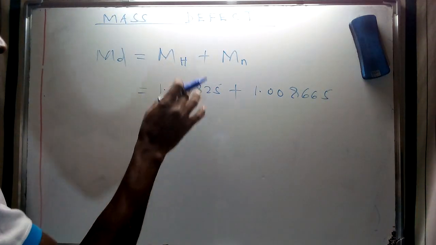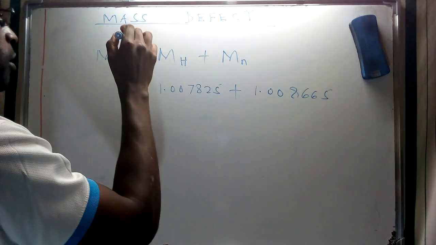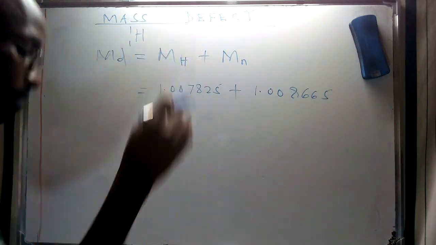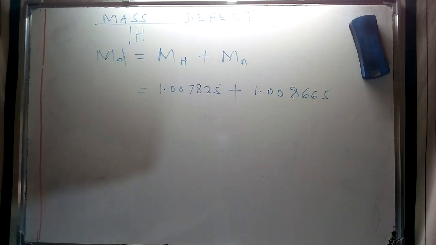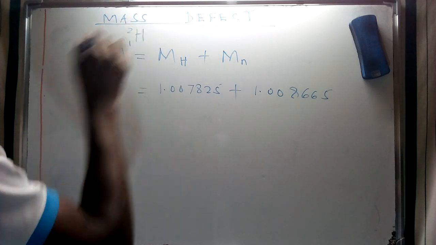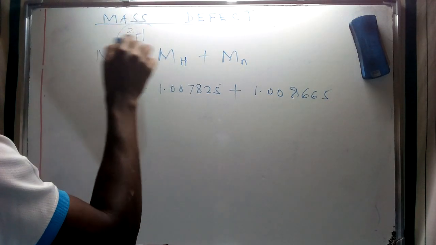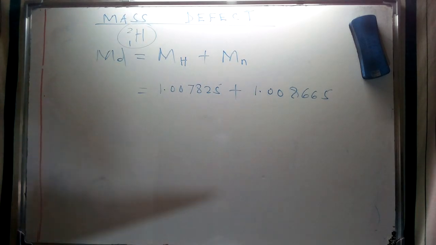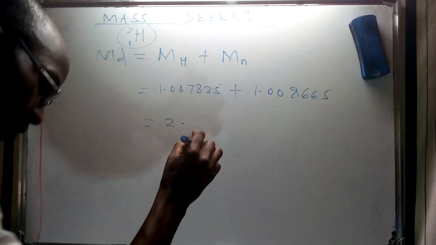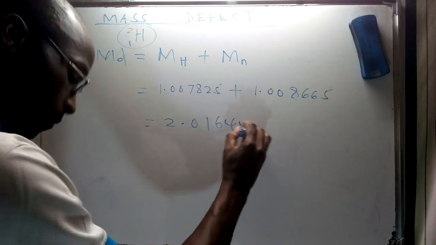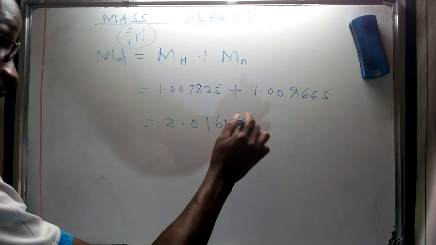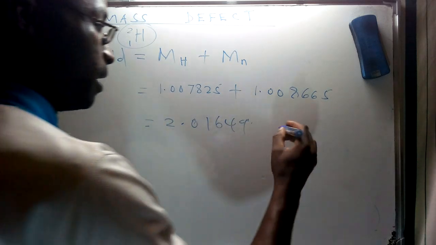So this is the mass of the proton and this is the mass of the neutron. We're going to consider deuterium, which is an isotope. So for deuterium we have one proton and one neutron, and this value is going to give us 2.01649 in terms of atomic mass unit.